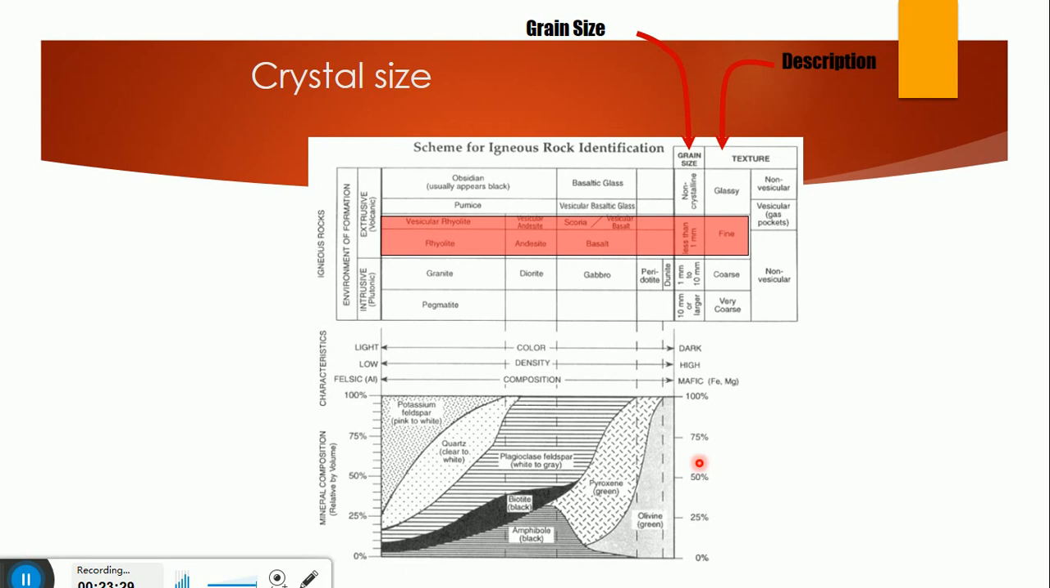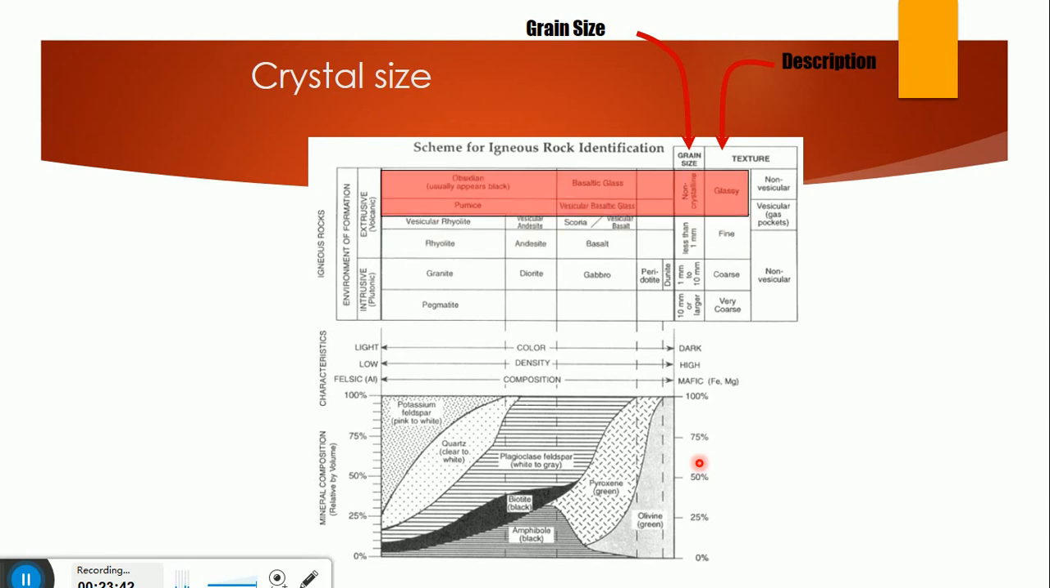Then fine grain and vesicular: rhyolite, vesicular andesite, scoria, vesicular basalt, less than 1 mm, fine, and this is the extrusive volcanic rock. Glassy is non-crystalline: basaltic, vesicular basaltic glass. Obsidian usually appears in black color. Pumice is a void-rich rock, that is, bubbles are present, vesicular gas pockets.